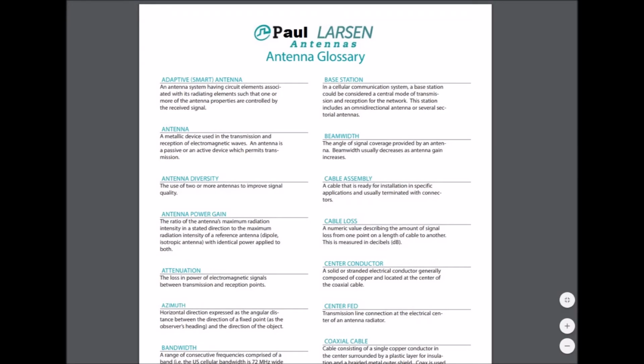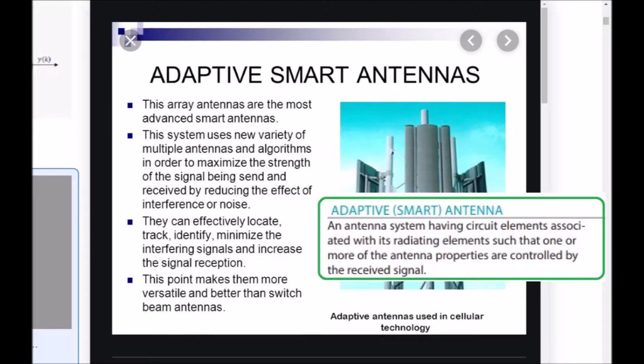Paul Larson Antennas. Antenna glossary. Adaptive smart antenna. An antenna system having circuit elements associated with its radiating elements such that one or more of the antenna properties are controlled by the received signal.